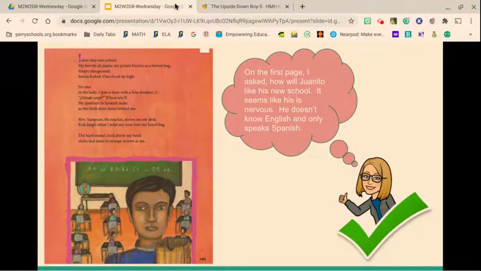So on the first page, I had asked myself, how will Juanito like his new school? And it seems like he is very nervous and he doesn't know any English and only speaks Spanish. So I think he's nervous. I'm not sure that he's really enjoying it right now. It also makes me want to make another prediction, and I wonder if he'll continue not to like his new school.